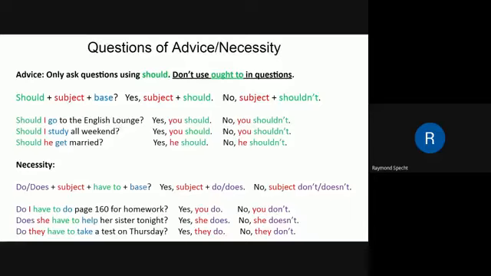You're asking me as your teacher this question. Should I go to the English lounge? And I would say, yes, you should, or no, you shouldn't. Don't forget your comma here right after the yes or no, okay, when you're writing this.